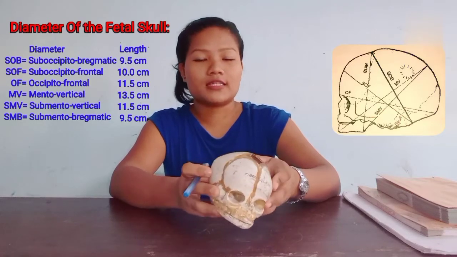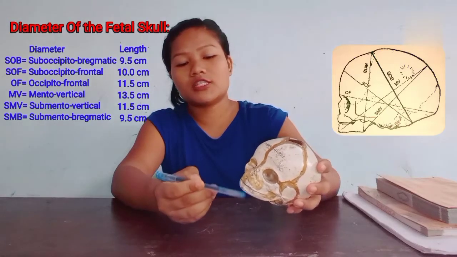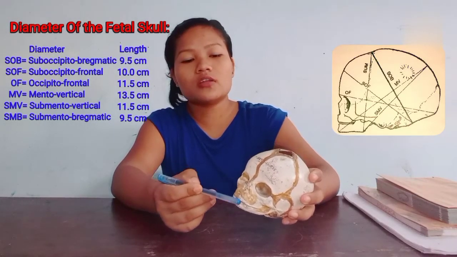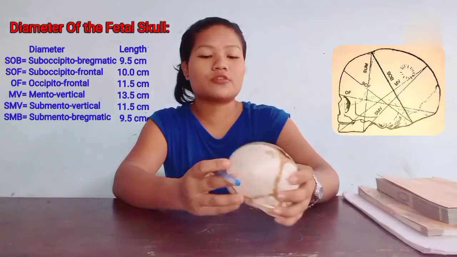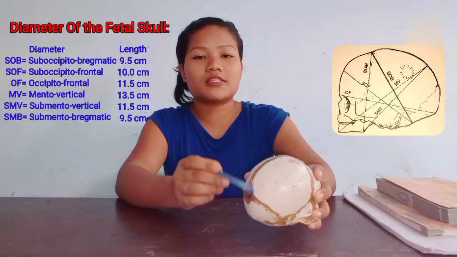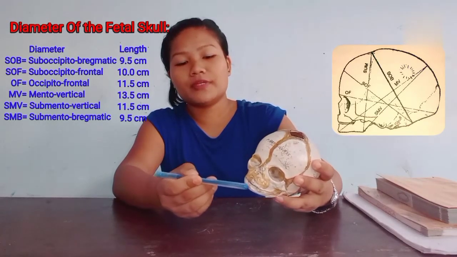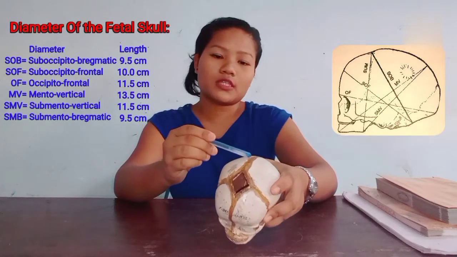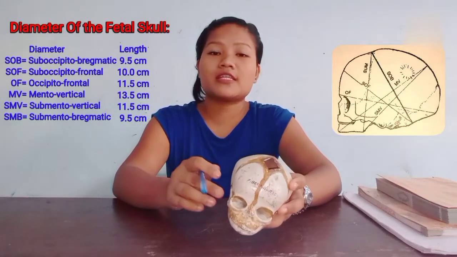And mentovertical. Mentovertical extends from the midpoint of the chin to the highest point of the sagittal suture. Here you can see the sagittal suture, and it extends from the midpoint of the chin to the highest point of the sagittal suture. Its measurement is 13.5 cm.